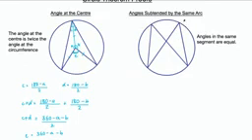And so that's the proof of the angle at the center being twice the angle at the circumference. And the next theorem is called angles subtended by the same arc. So this theorem says angles in the same segment are equal, or you can also say that angles subtended by the same arc are equal. They're two names for the same thing.